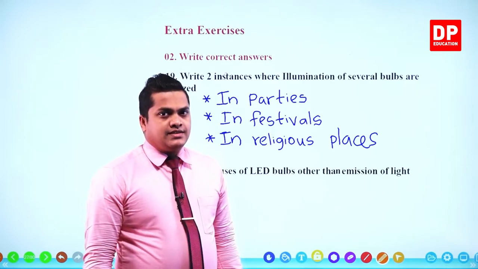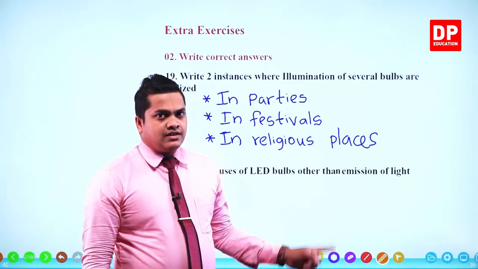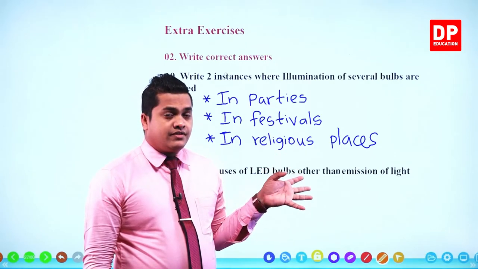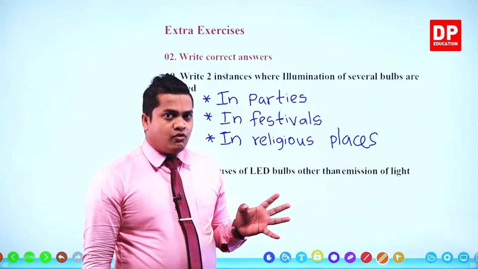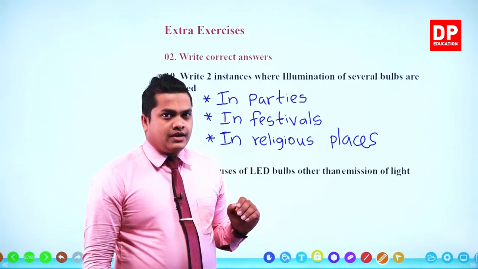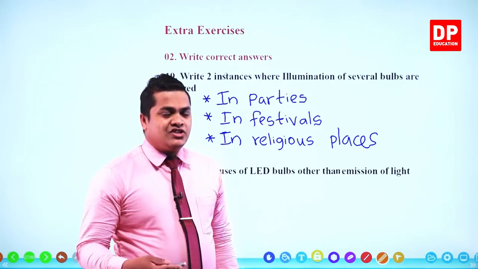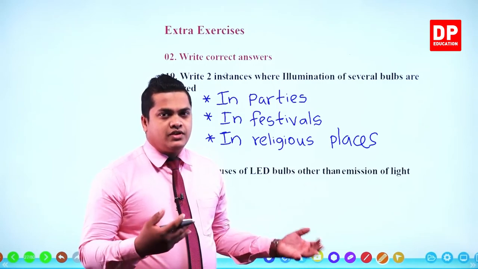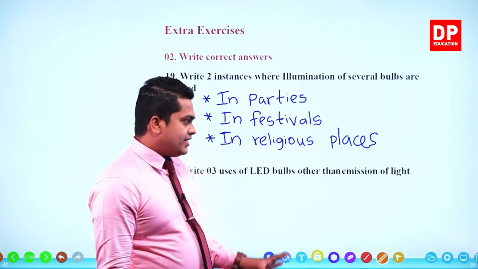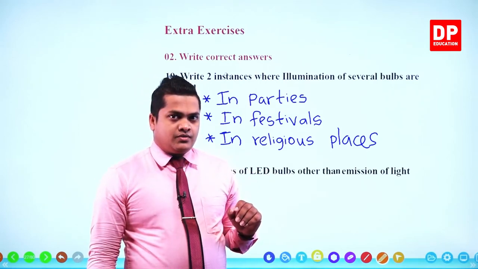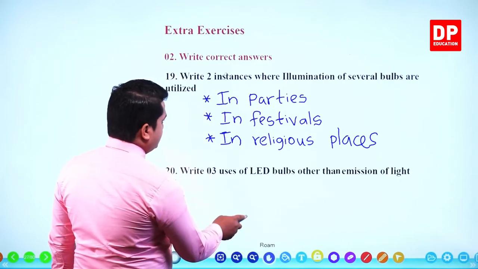And the third case is that we can use these LEDs, like in earlier cases in different illuminations, in order to get different types of lights. Therefore, in digital screens, we use LED bulbs. So, my dear children, digital screens are like televisions. So in digital screens and televisions, we use LED bulbs. So other than the emission of light, these are several other uses of LED bulbs. So we can write our answers.